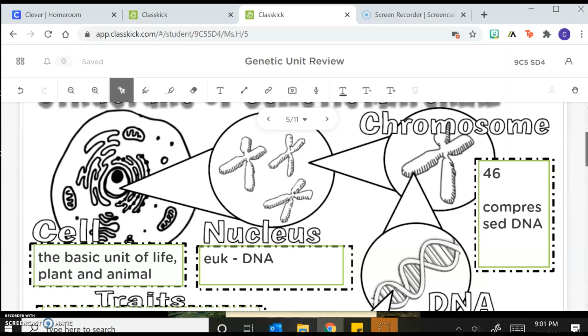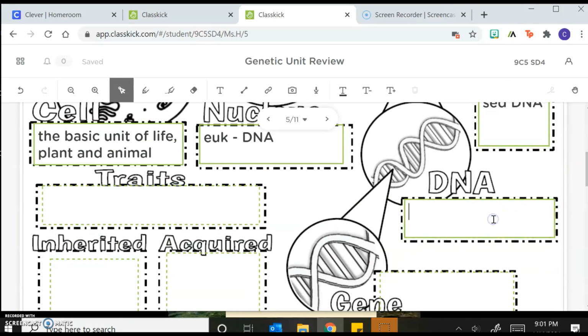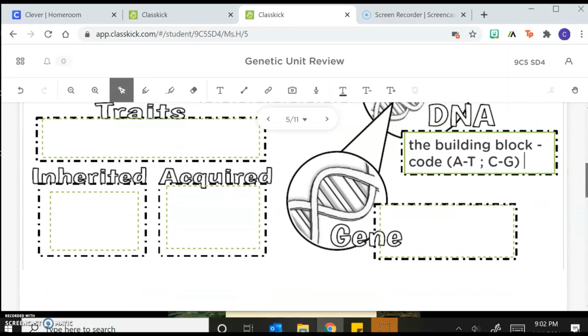Now, DNA, we know, is the building block. This is who we are as people. This is our code. And some of us learned that we had base pairs, A, T, C, and G. And we know if that A, T, C, and G don't go together, if there's a mistake in the DNA, it's called a mutation. Now, a section of your DNA that is a specific trait is called a gene.